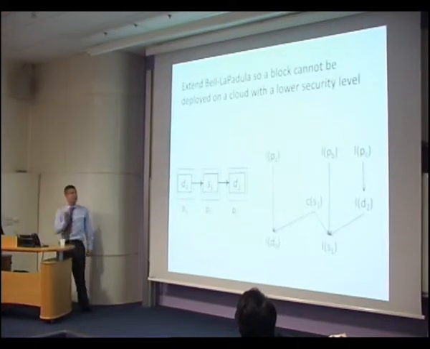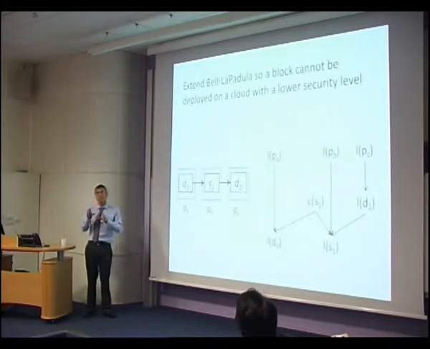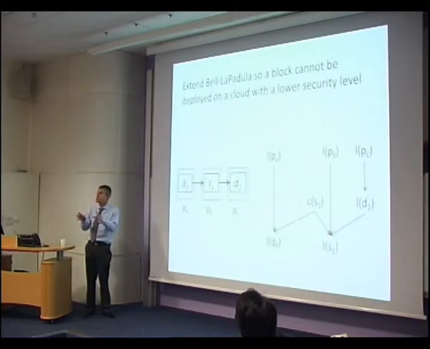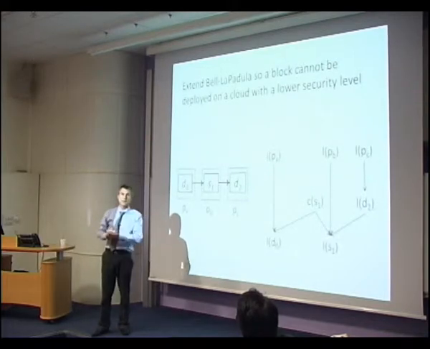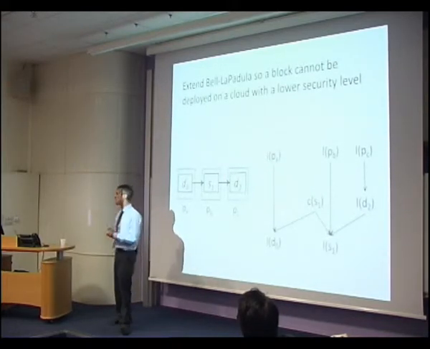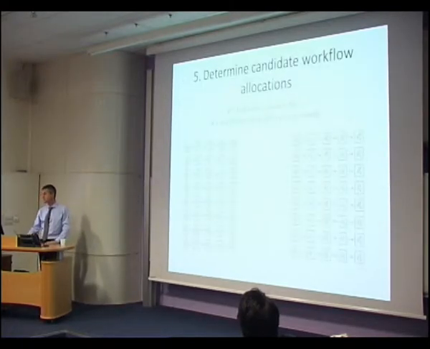And then you add one more rule, which is an obvious one, which is that no service or data can be stored or deployed on a cloud which is at a lower security level than it is. So if you don't trust a cloud, you can't put high security data onto that cloud. I think that's pretty intuitive as a rule. And basically that's largely it.